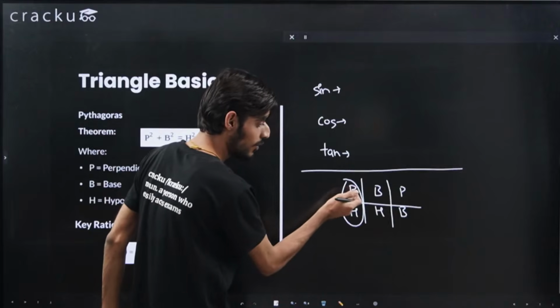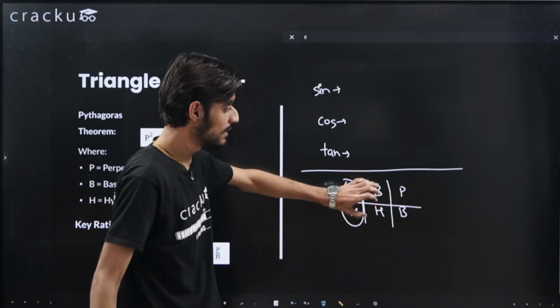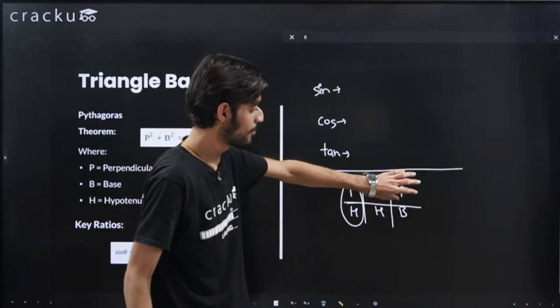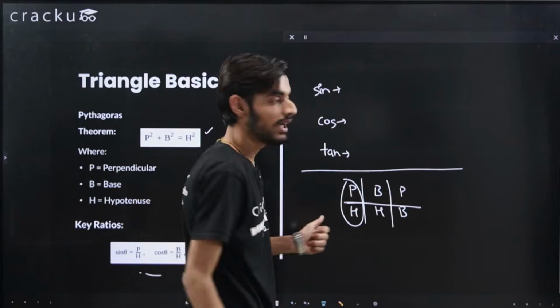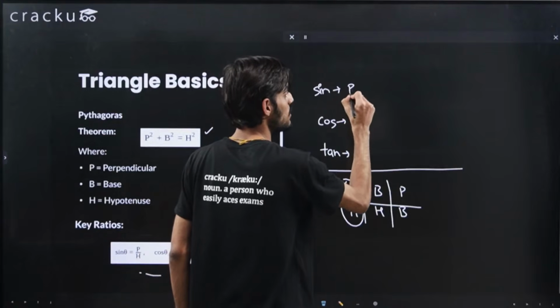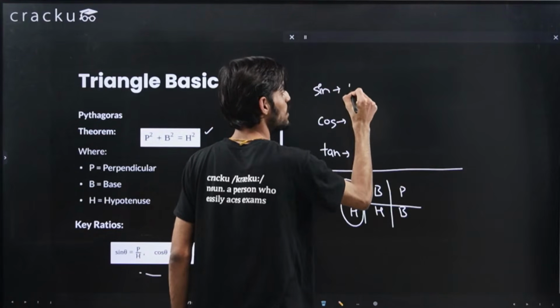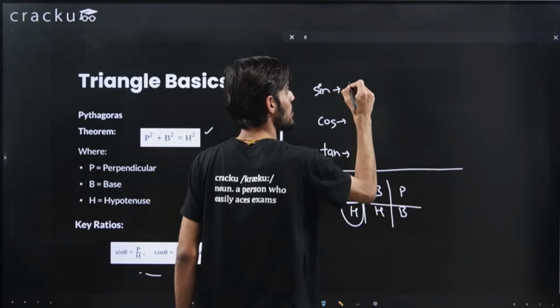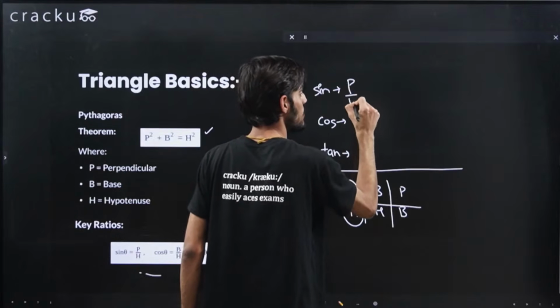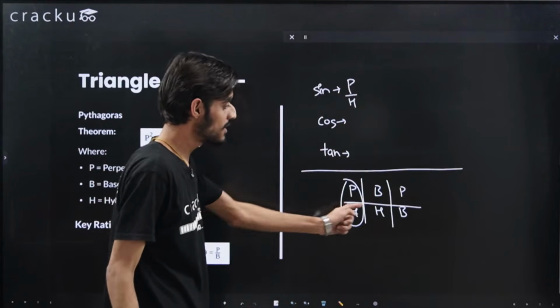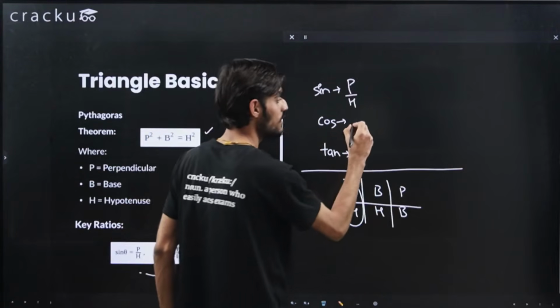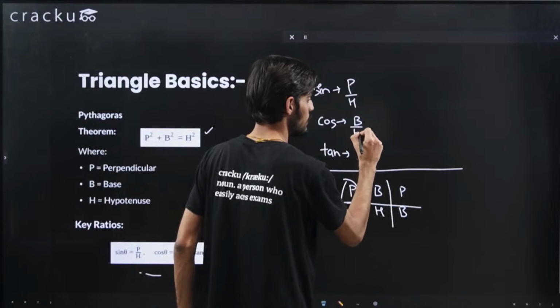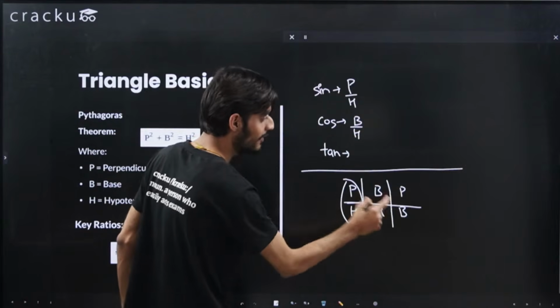So sine will be perpendicular divided by hypotenuse, cos will be base upon hypotenuse, and tan will be perpendicular upon base. Okay, so sine will be perpendicular upon hypotenuse. I just told you a shortcut to remember. This is perpendicular upon hypotenuse, cos is base upon hypotenuse, and tan is perpendicular divided by base.